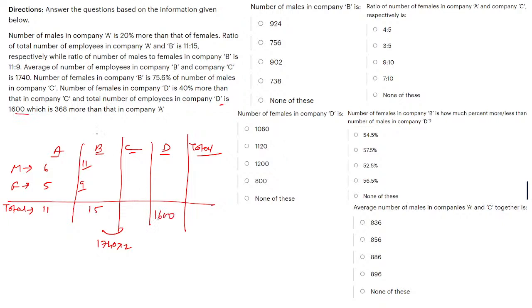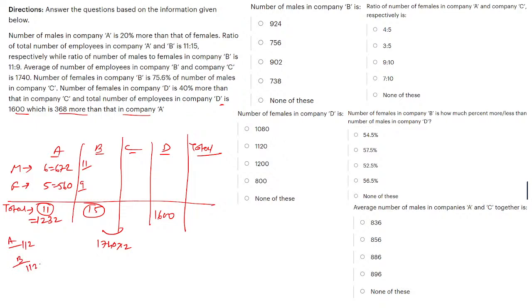Okay, you see here in company D, total number of employees is given as 1600, right? So this is 1600, and on the basis of this, which is 368 more than that of company A, that means this is 1232, and 1232 equals 11 units, right? This is 15 units, this is 11 units, that means what? So this is the 1 unit value in A I am talking about. So what is this part? This is 672 and this is 560, right?